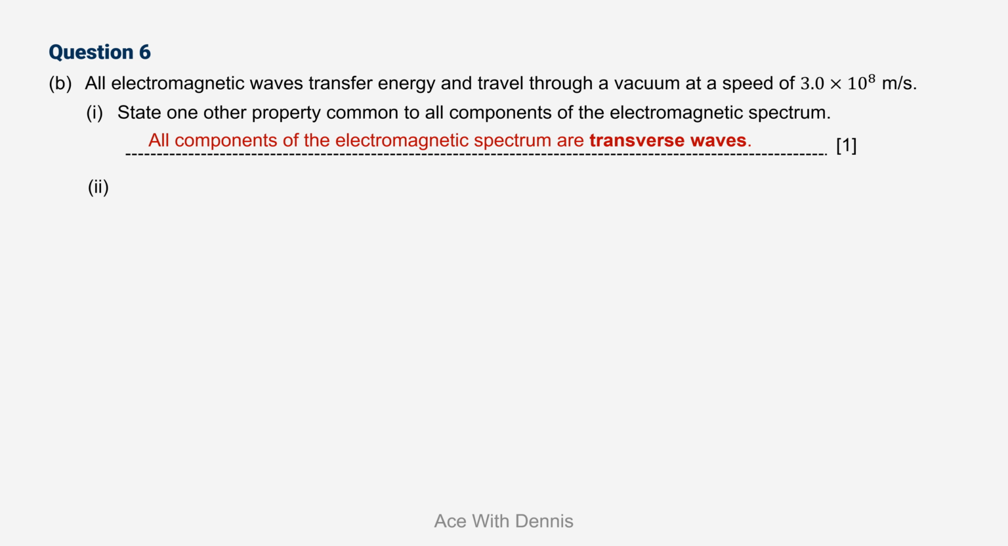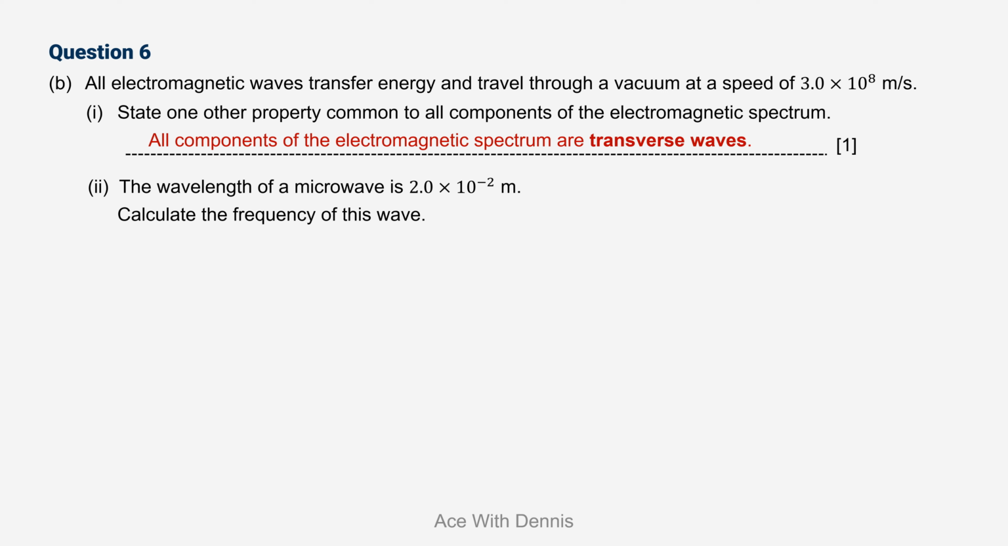Then move on to part 2. The wavelength of a microwave is 2.0 times 10 to the power negative 2 meters. Calculate the frequency of this wave. So this is a 2 marks question.